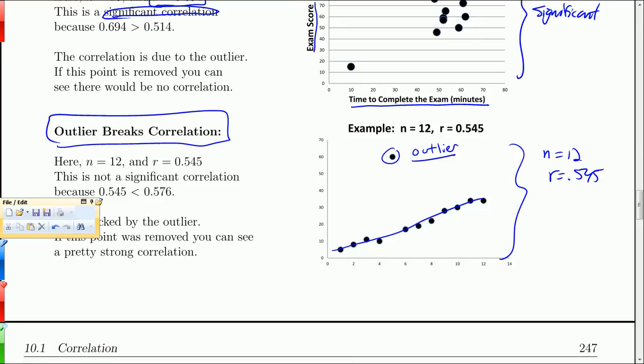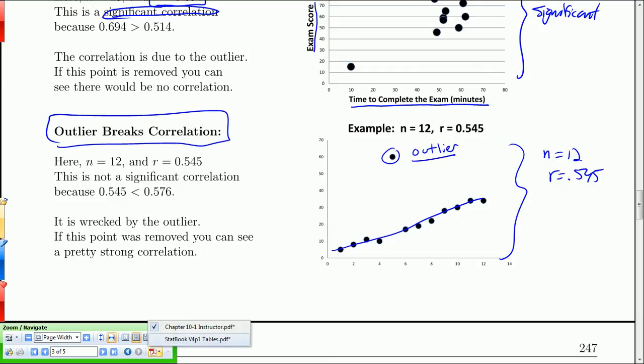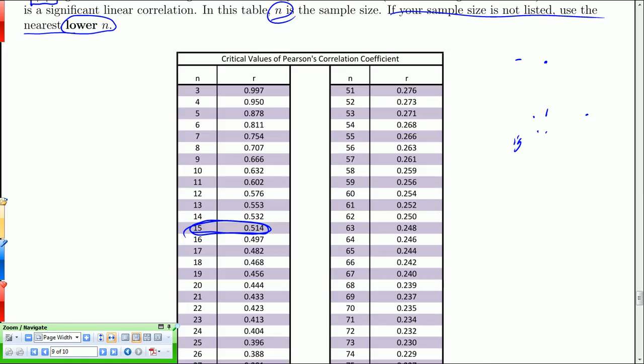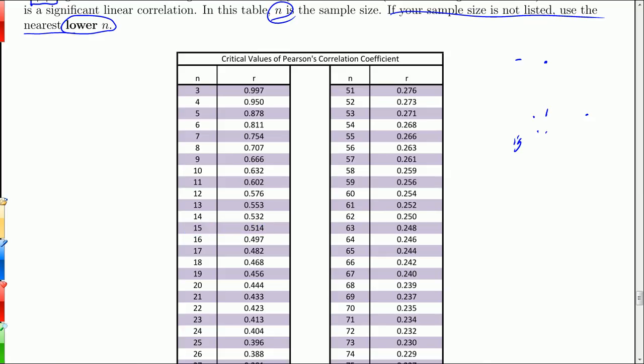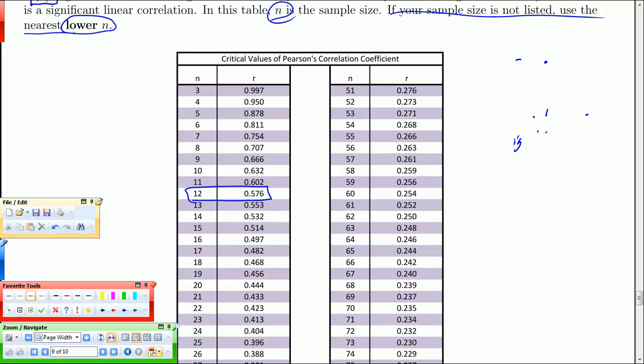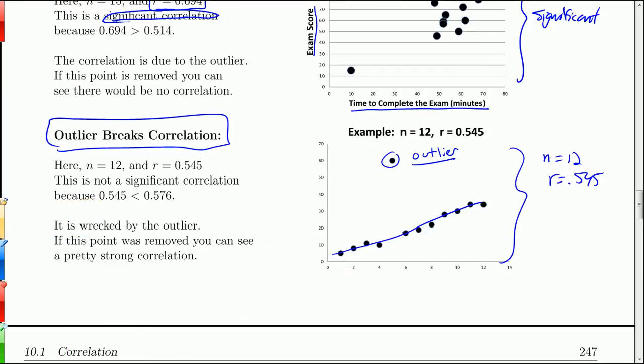And if you look for the critical value in table 4, for n equals 12, we need to beat 0.576. So we don't actually beat. 0.545 is less than 0.576. So in this example, this scatter plot reveals a correlation that is not significant. But that's because this outlier wrecked it, right? It's a correlation wrecking outlier.